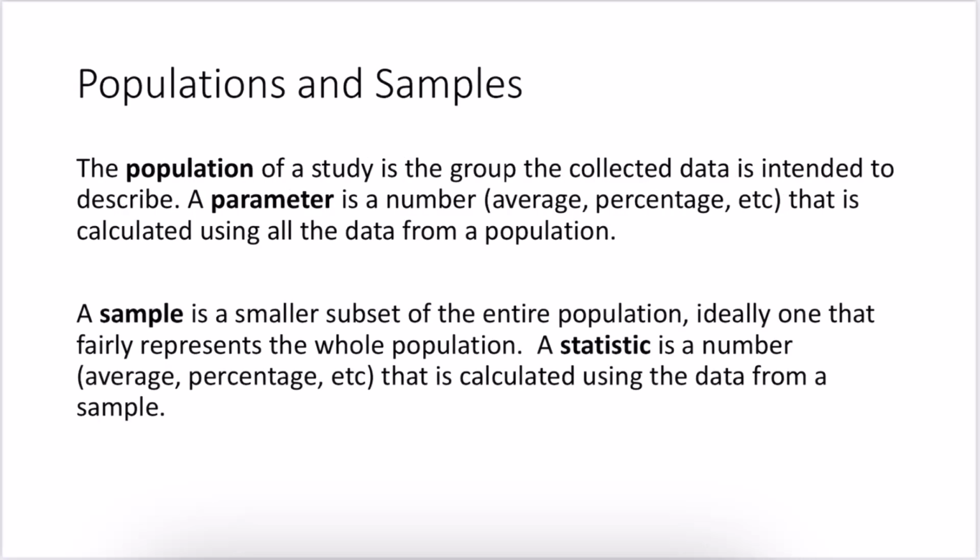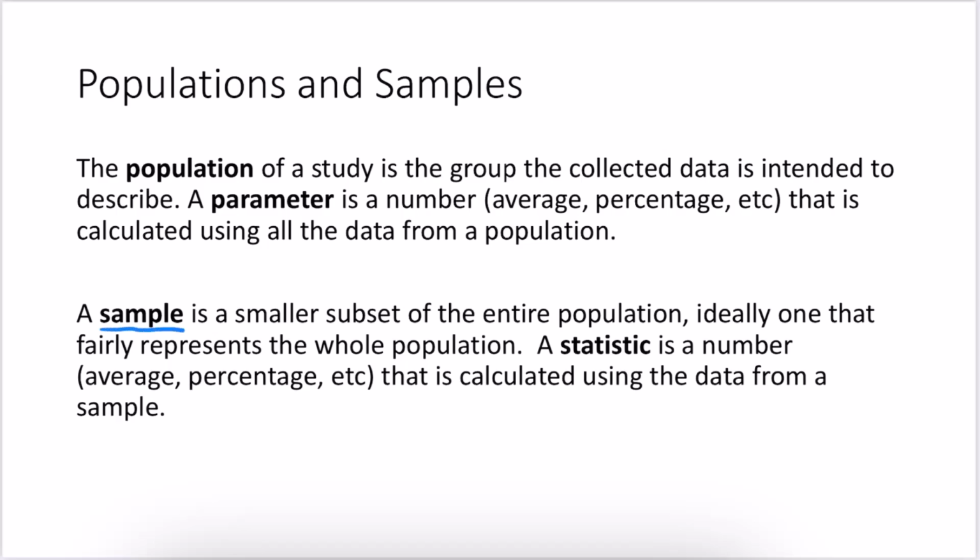The population of a study is the group that the collected data is intended to describe. So the population could be all SUU students, or it could be all Americans, or it could be everyone who has a certain disease. But the population of a study is the entire group that the data is intended to describe. And then a parameter is a number that is calculated using all of the data from a population.